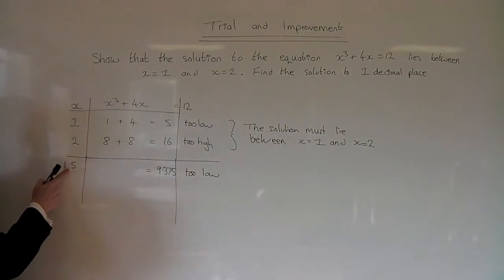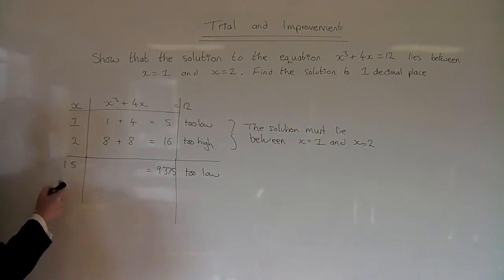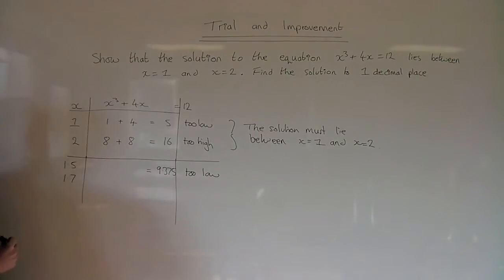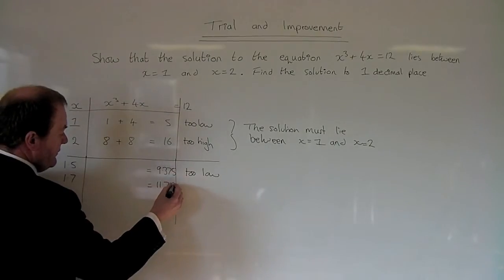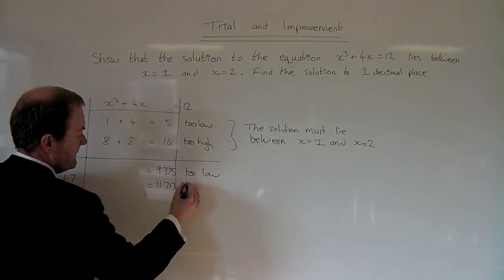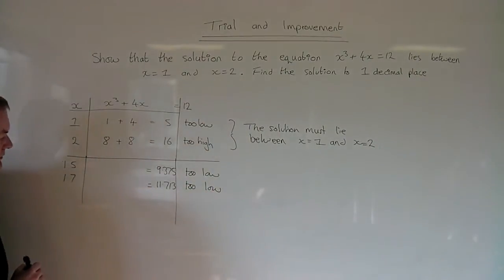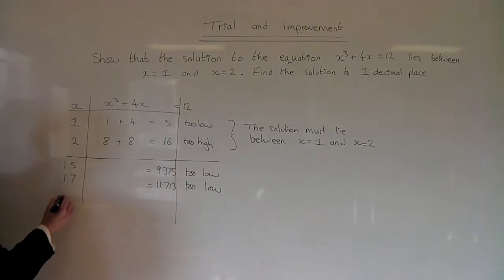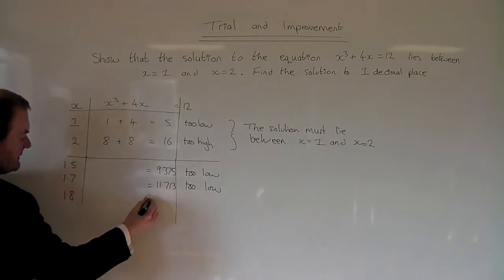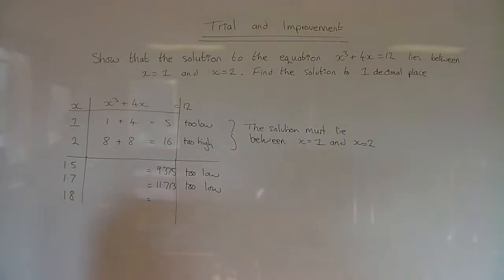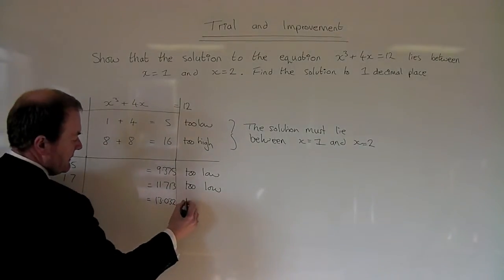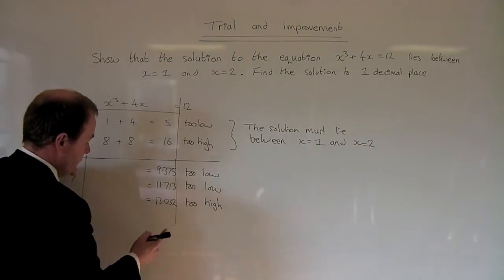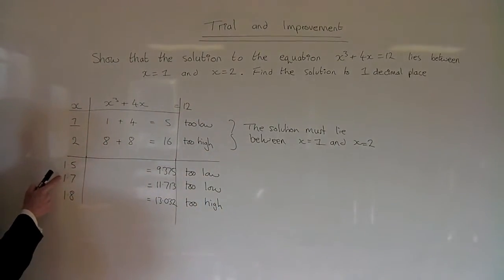So 1.5 is too low, 2 is too high, so I'm still going to go higher than that. I'm going to go 1.7 this time. If I substitute in x equals 1.7, this time my answer is going to be 11.713. So again, the answer is too low. I've done 1.5, 1.7, so I'm going to go up again, to 1.8. So I'll substitute in the value of 1.8, then the answer is 13.032. So this time I've got a value that's too high. That's good. I now know that 1.8 is too high and 1.7 is too low.